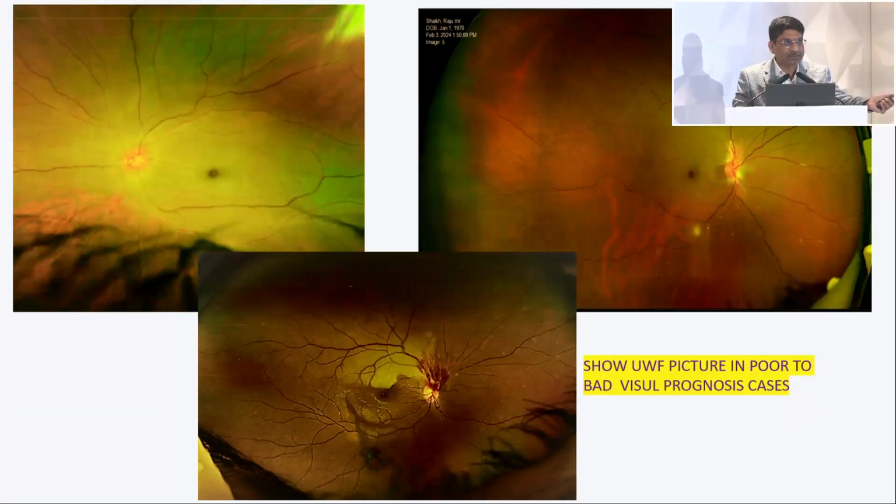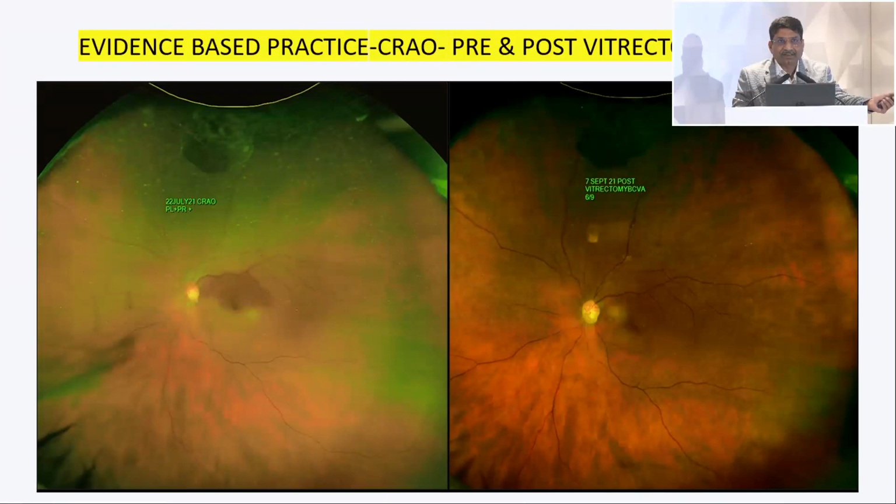So before explaining to the patient, you should show them the picture. These are rare cases. This was a central retinal artery occlusion case. We operated on it. It went to 6/9, but we also came to know that in such cases, results do occur, and that documentation is very important.